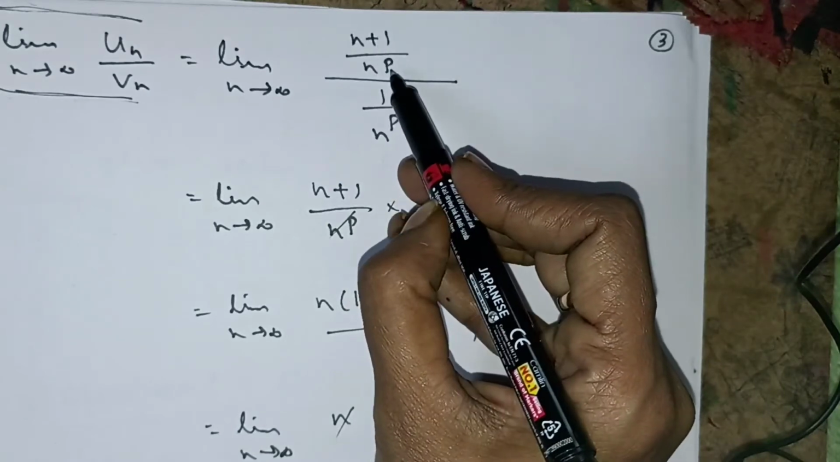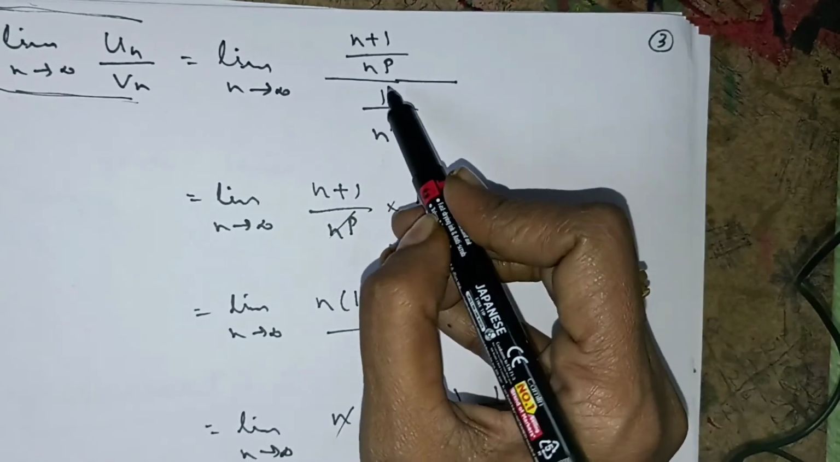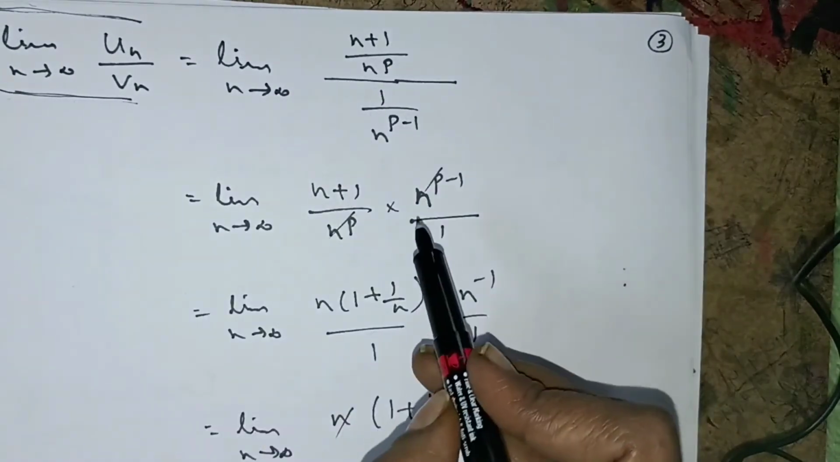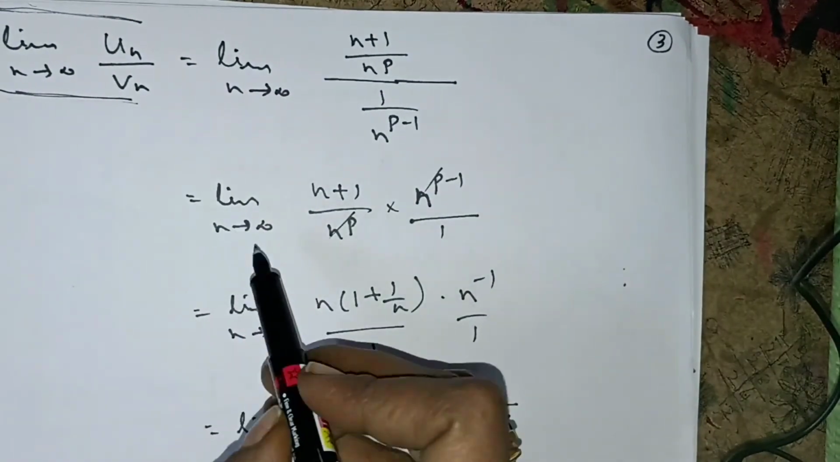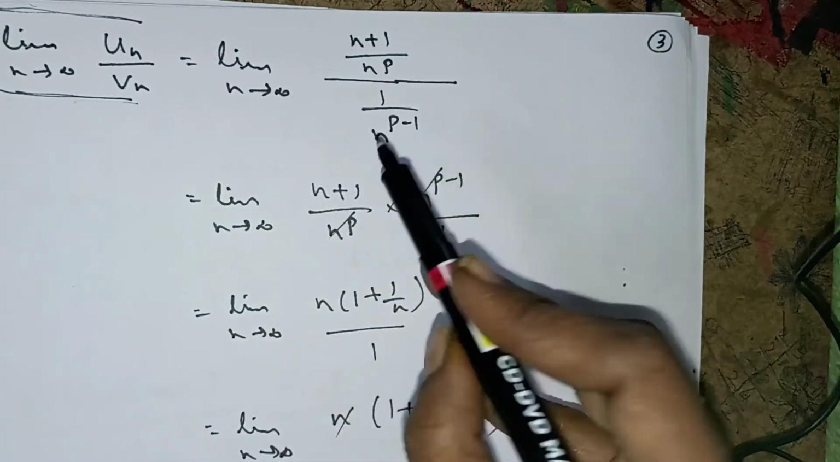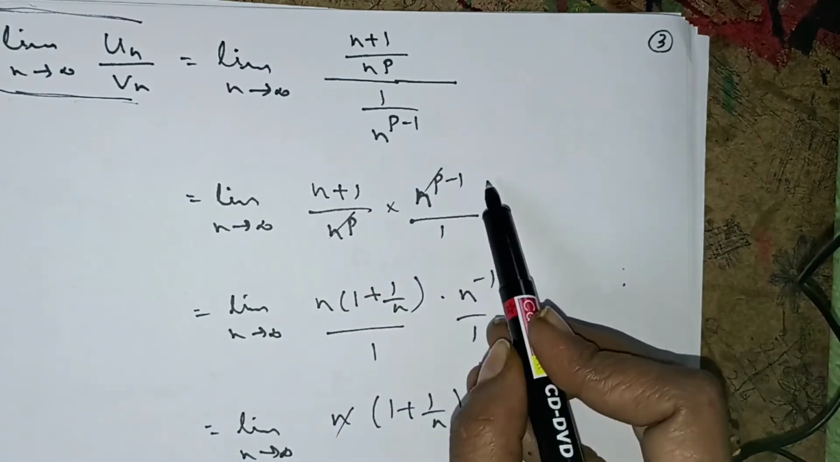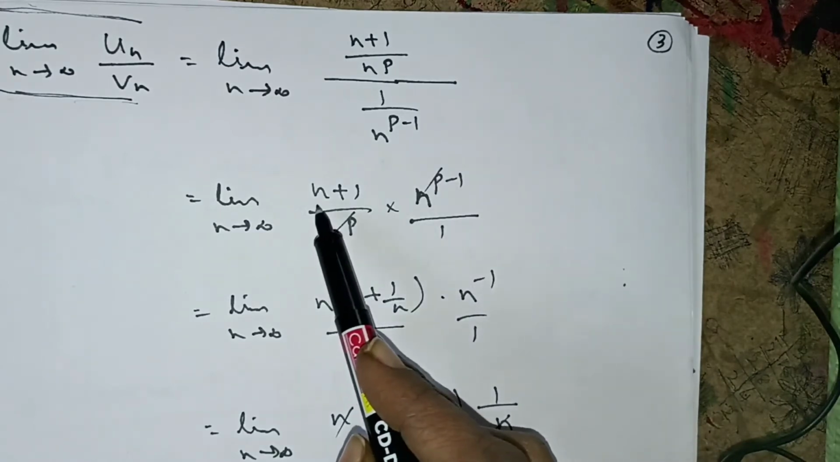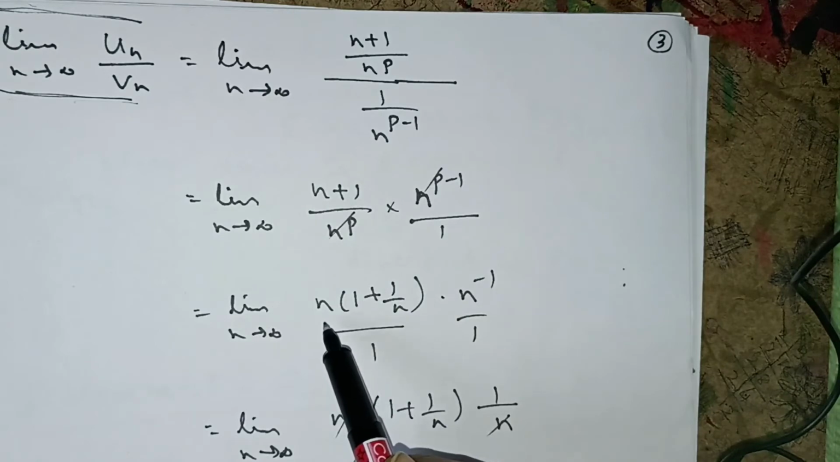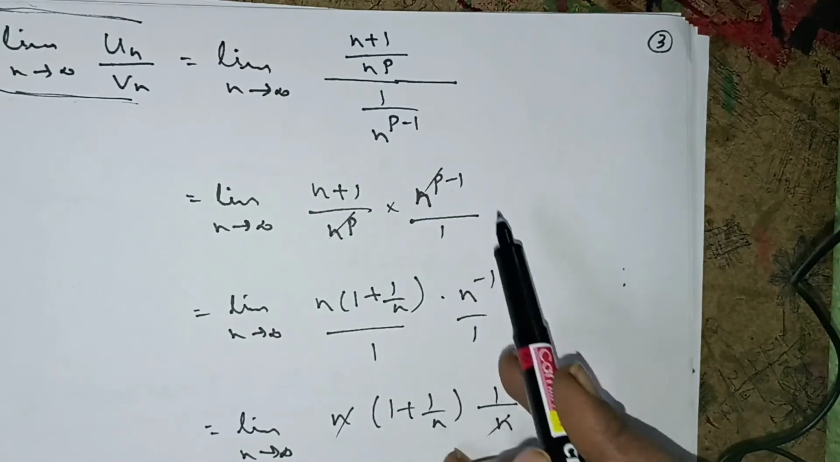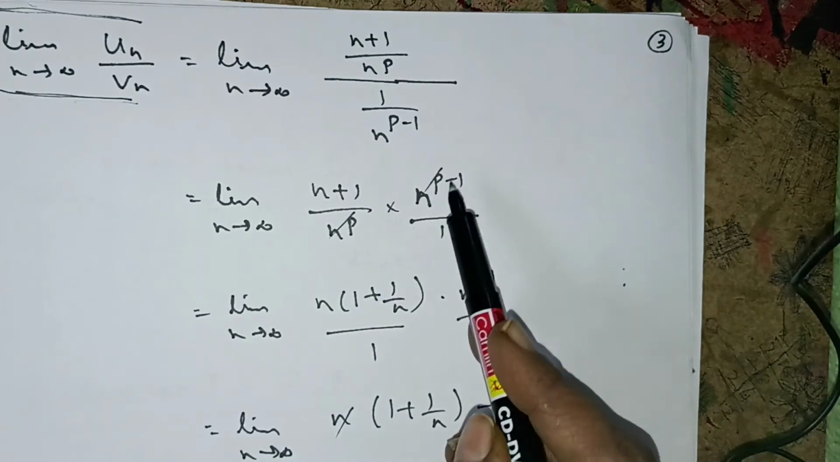Now write the limit of n plus 1 by n to the power of p into n to the power of p minus 1. The n to the power of p terms get cancelled. Taking n common, we get 1 plus 1 by n, and n to the power of minus 1 is nothing but 1 by n. Taking common, n gets cancelled, leaving 1 plus 1 by n.